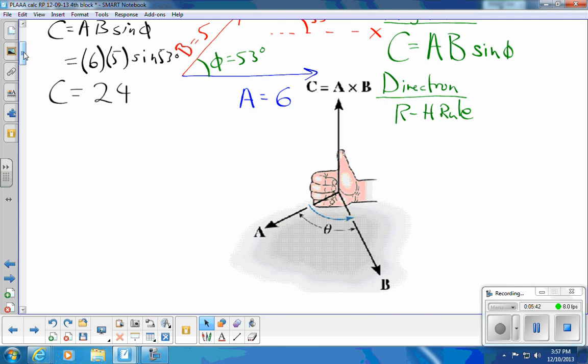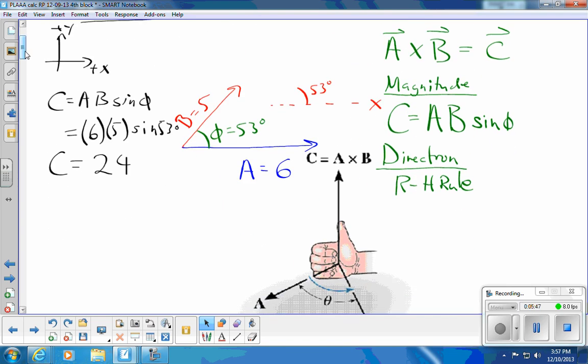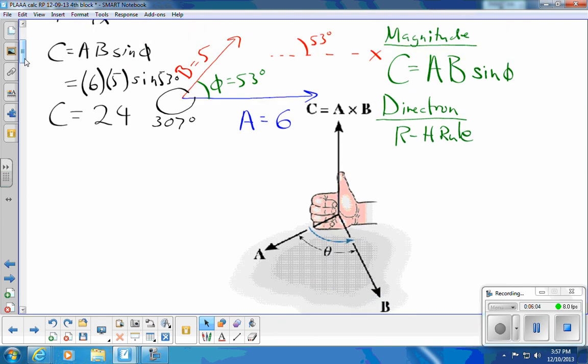and they do so traveling through the smaller angle between them. Recognize in the picture that we have up here, what's the angle between A and B? Well, there's two of them, actually. There's 53 degrees, or if we go this way, it's 307 degrees. So there's always two angles between vectors. The rule for the right-hand rule is that you curl your fingers from A into B, going through the smaller angle, which in this case is 53 degrees. When you do that, your thumb points in the direction of the cross product.